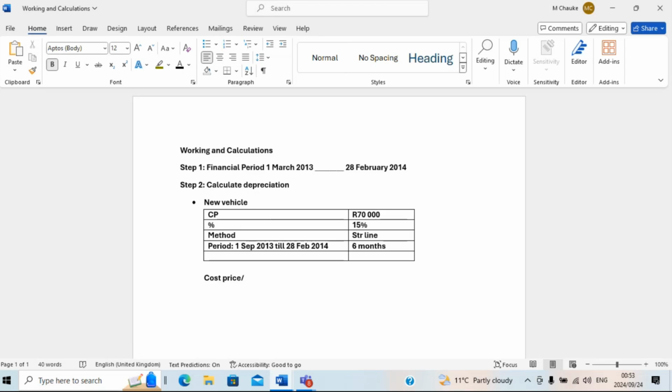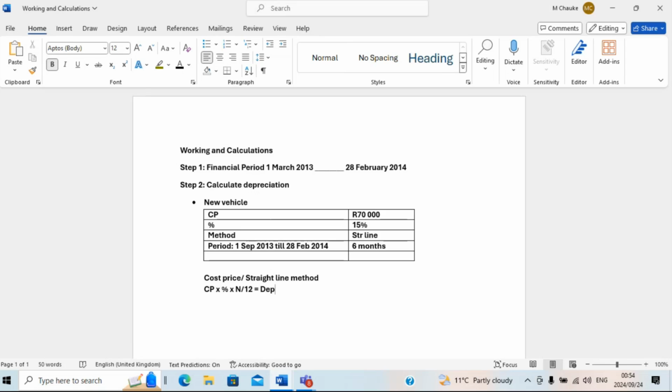The straight line method, or the cost price method, to calculate depreciation says: cost price multiplied by the percentage you are given, multiplied by the number of months divided by 12. It's equal to your depreciation.